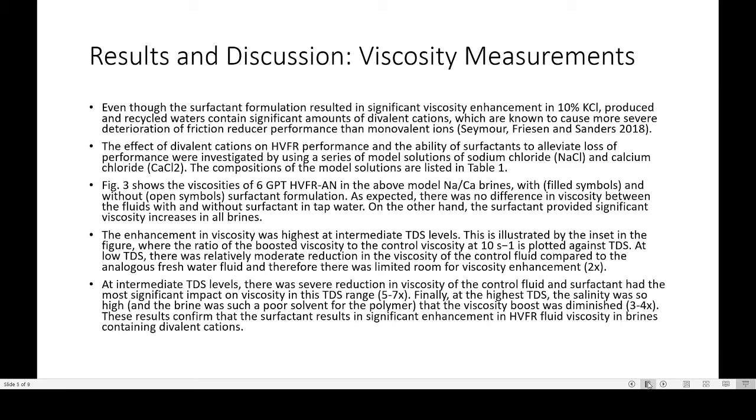At intermediate TDS levels, there was a severe reduction in viscosity of the control fluid, and the surfactant had the most significant impact on viscosity in the TDS range. Finally, the salinity at the highest TDS was so high and the brine was such a poor solvent for the polymer that the viscosity boost was diminished. These results confirm that the surfactant results in a significant enhancement in HVFR fluid viscosity in brines containing divalent cations.